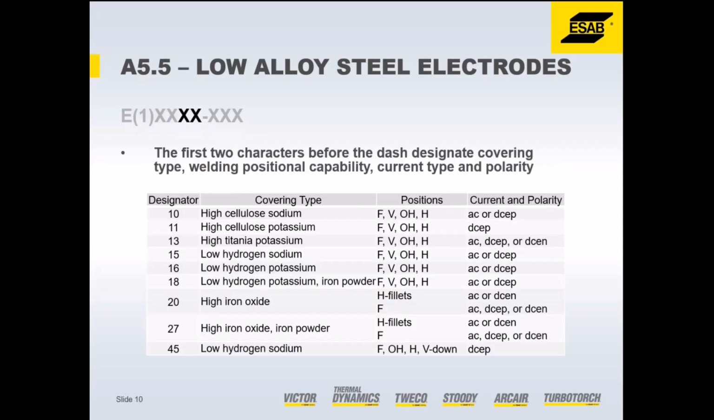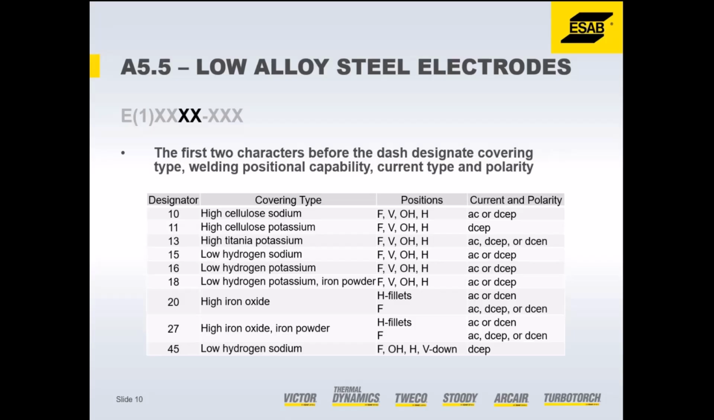The next 2 digits are the characteristics of the electrode. So just like in A51, an 18 would be a low hydrogen potassium electrode with iron powder, intended to be used in all positions with AC or DC electrode positive.